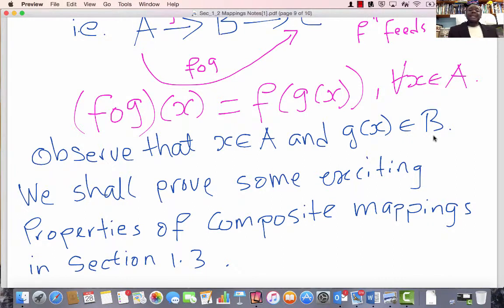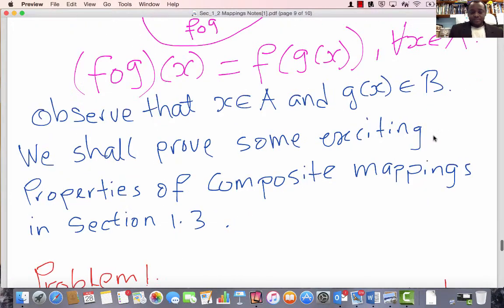We shall prove some exciting properties of composite mappings in section 1.3. That will be the next lecture after this. But we would not go without giving you at least one example from composite mappings.